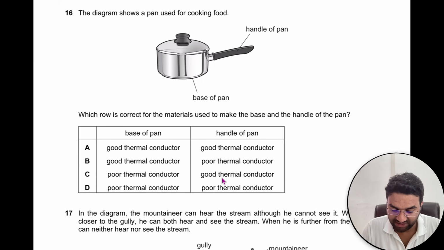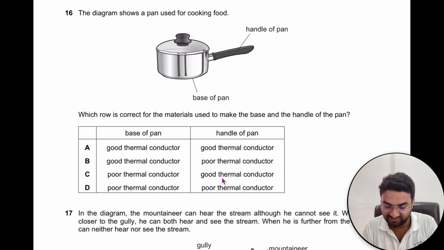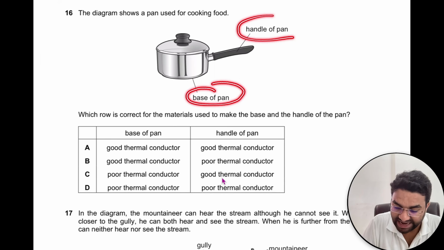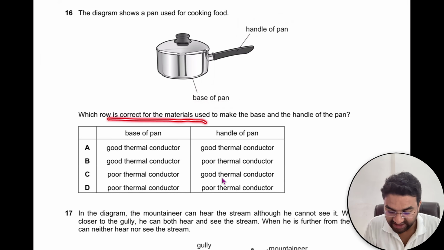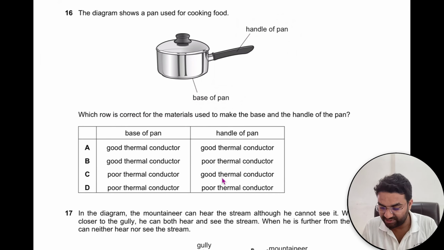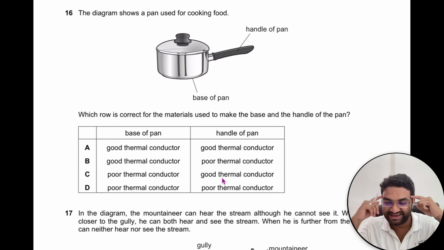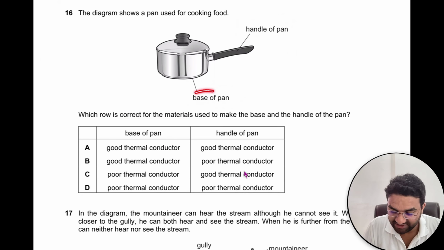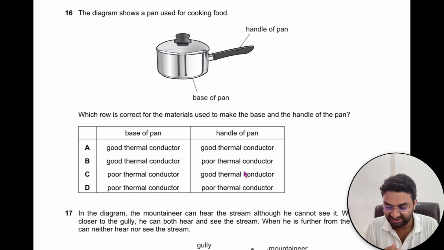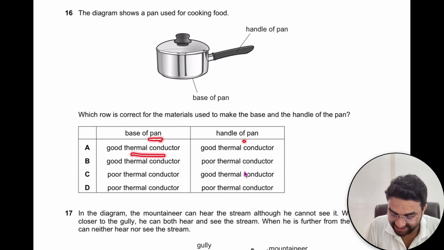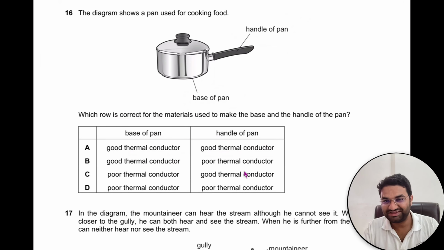Fine. Then the 16th one. Here the diagram shows a pan used for cooking food. So we have the base of the pan and the handle of the pan. Which row is correct for the material used to make the base and the handle of the pan? If you think about it, the base of the pan must be a good conductor and the handle of the pan a poor thermal conductor. That's the reason, isn't it? So this is what you have to find in the options. Which one is the correct one? Base of the pan, good conductor. Handle, good thermal conductor. If it's a good thermal conductor, then our hands will burn, right?